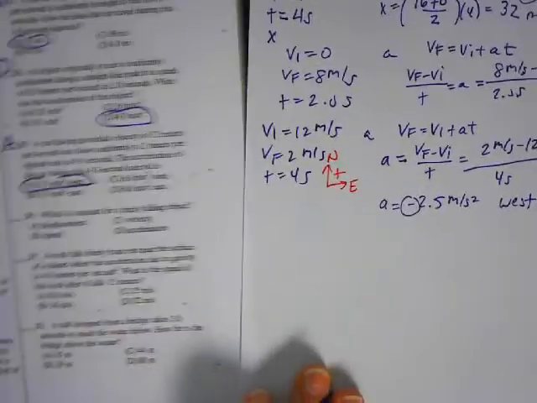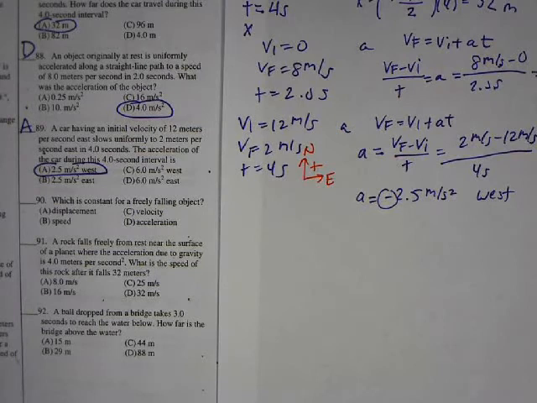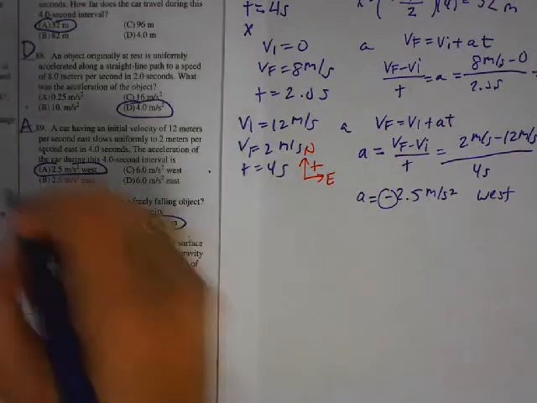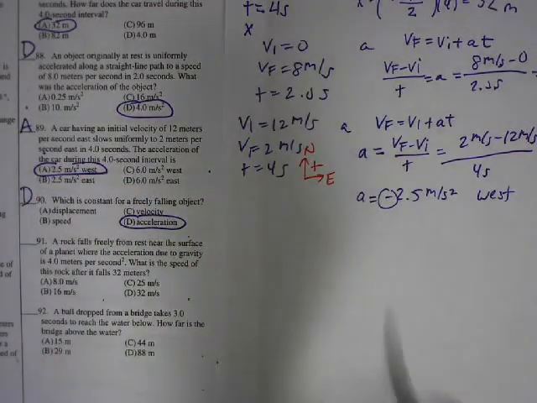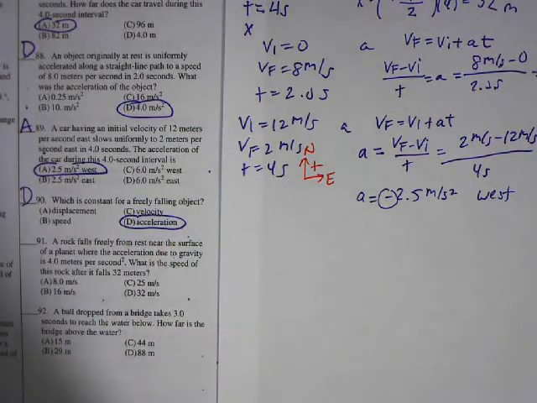Number 90. Which is constant for a freely falling object? Well, that's the acceleration due to gravity, so that's D. So that's one that's going to take you about 5 seconds. Do you see how this is the end of the test? So that's why you want to do your 3-pass system, because you're going to answer that on the first pass.